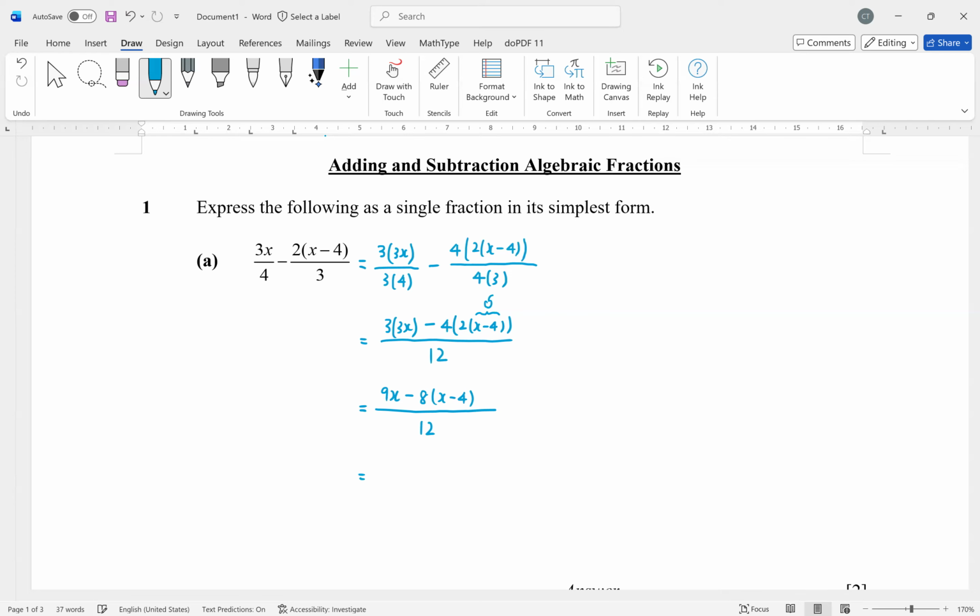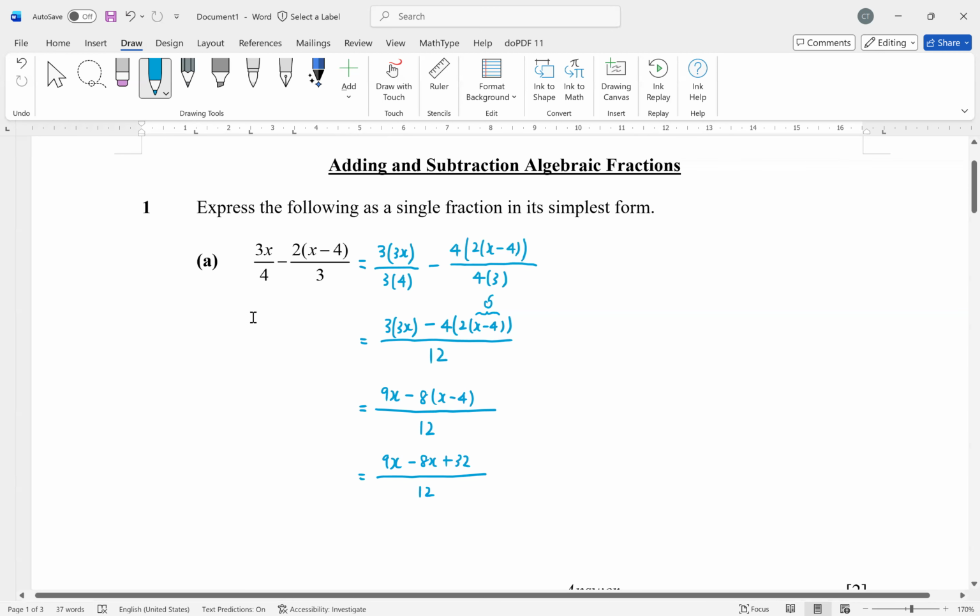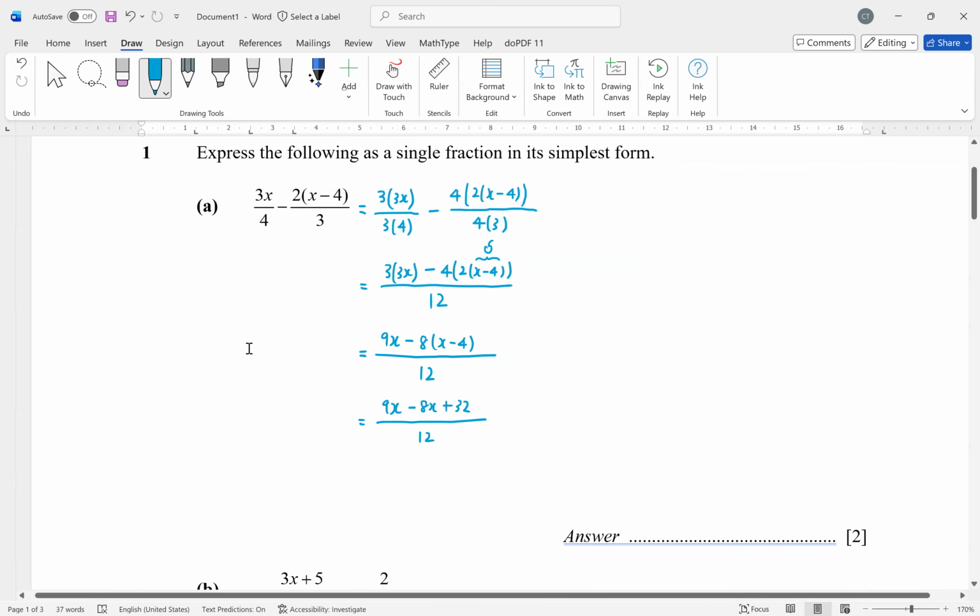Then now we can open up the bracket. So we have 9x, negative 8 times x, so negative 8x, negative 8 times negative 4. It's always good to read out as you do the question. Of course, don't read out so loud, in the exam you can't be talking. But if you read out, then you will be sure not to make mistakes with the sign.